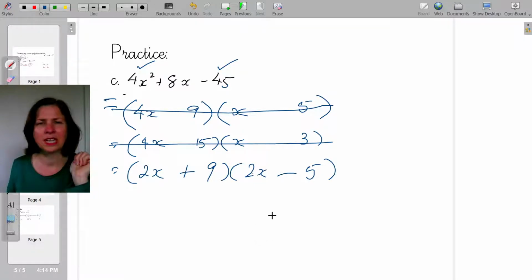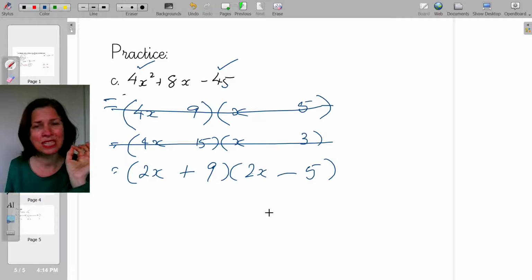So there's a lot less working out required, but as I said, please don't go straight to this method. This method is only for if you're feeling very confident and you just want to try something that's a little bit quicker.